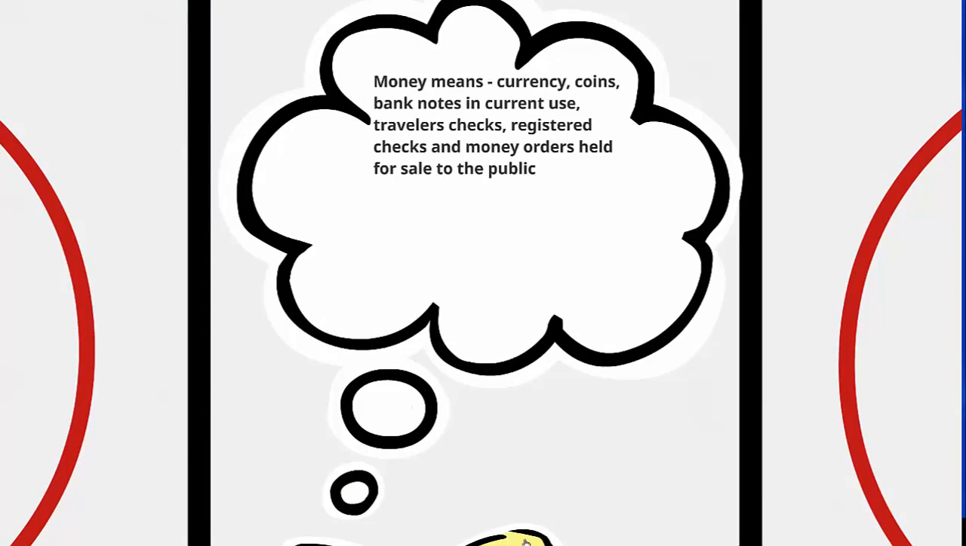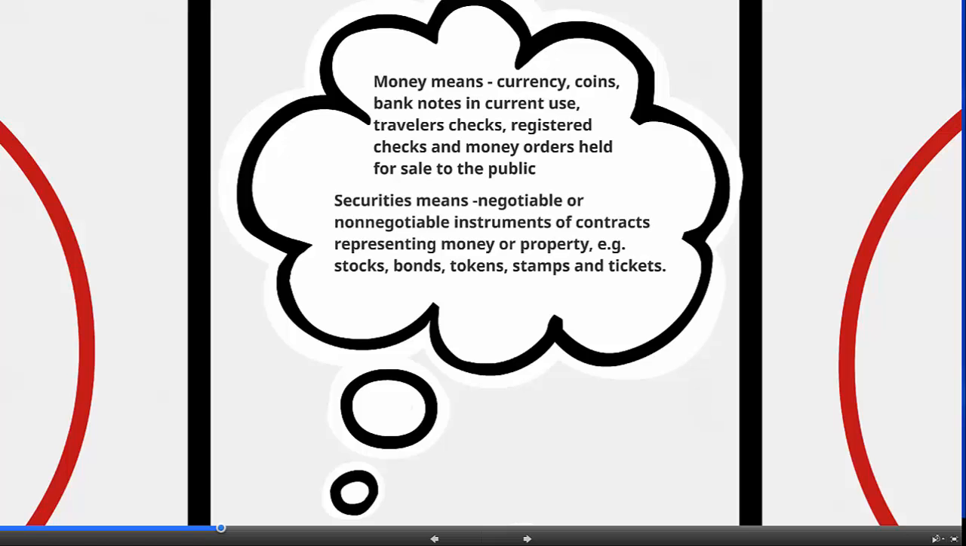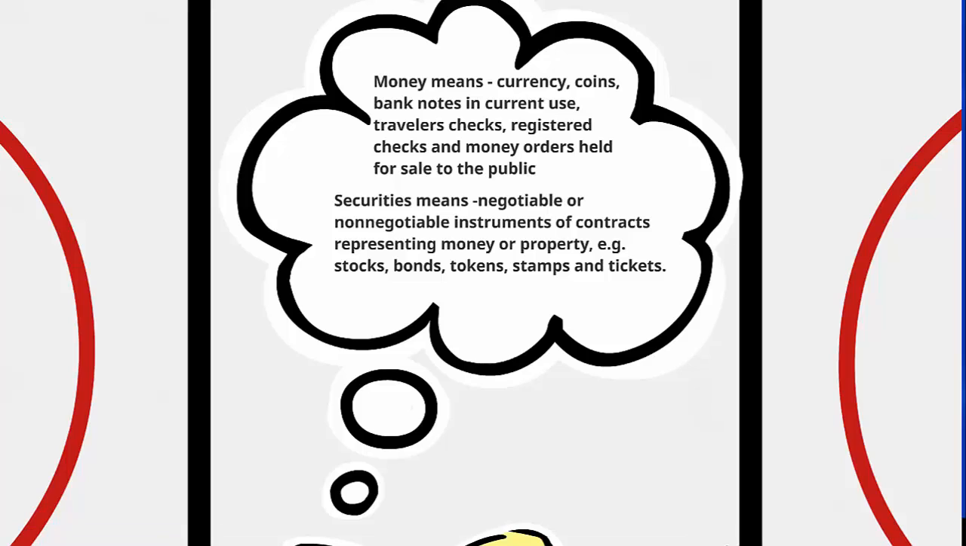The definition of money is currency, coins, banknotes in current use, traveler's checks, registered checks, and money orders held for sale to the public. The definition of securities means negotiable or non-negotiable instruments or contracts representing money or property, for example, stocks, bonds, stamps, and tickets.